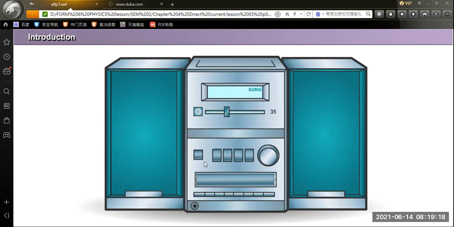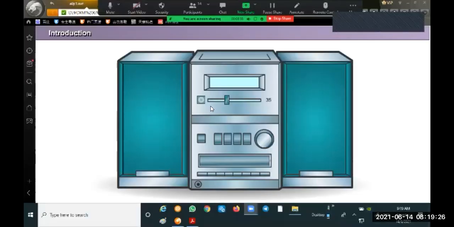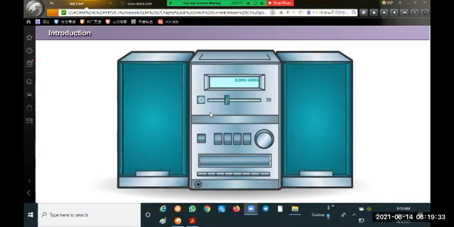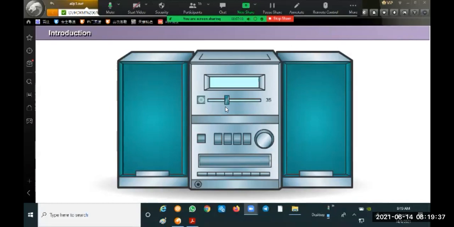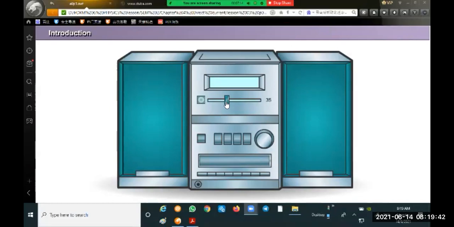We notice that when the on button is pressed, the radio produces music. And then next I will adjust the volume level. I will slide the volume button, and then we observe what happens to the volume of the music.